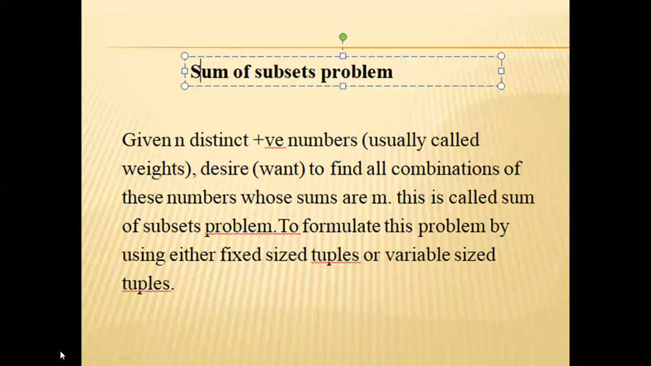Today we are discussing the sum of subset problem. Suppose there are n distinct positive numbers, usually called weights. To find all the combinations of these numbers whose sum equals m is called the sum of subset problem.